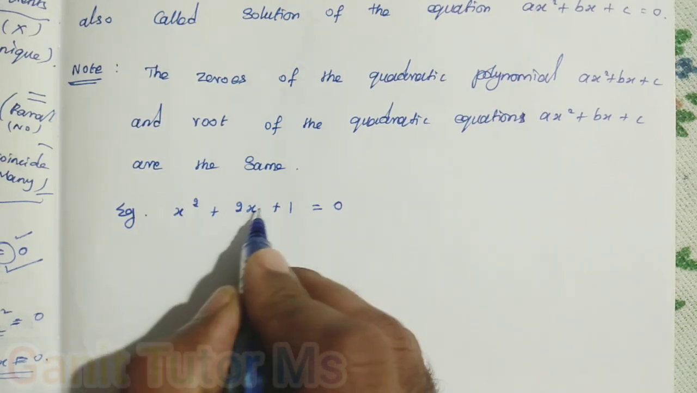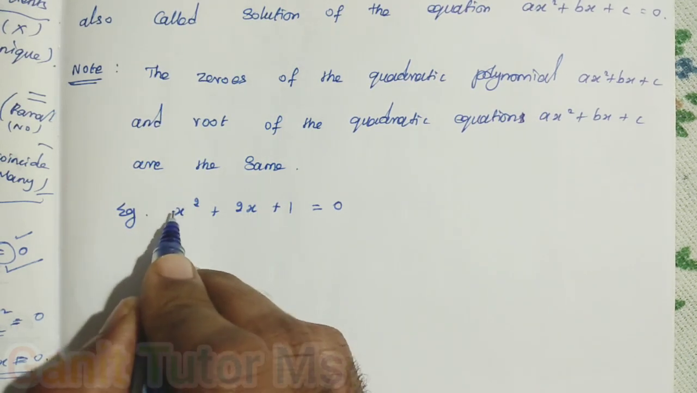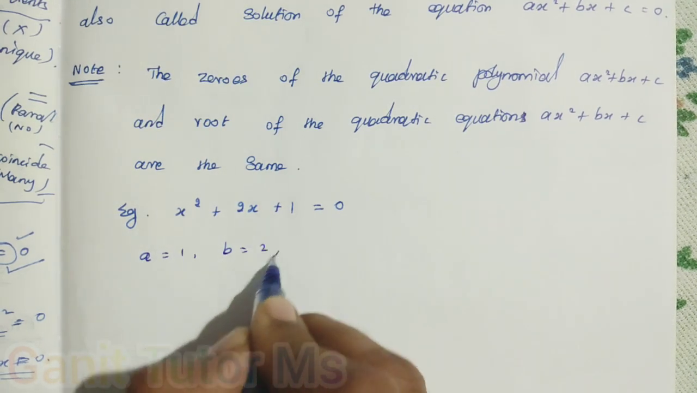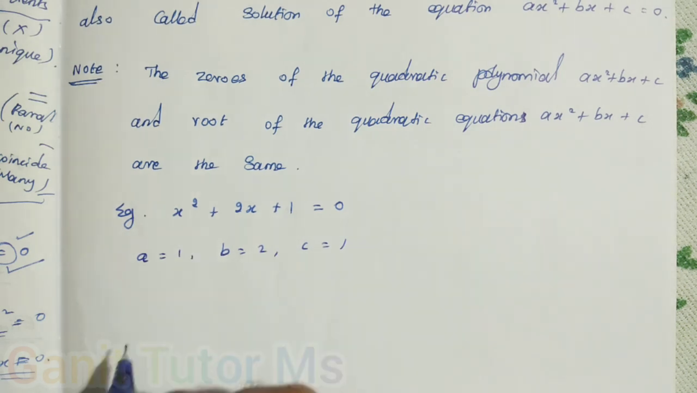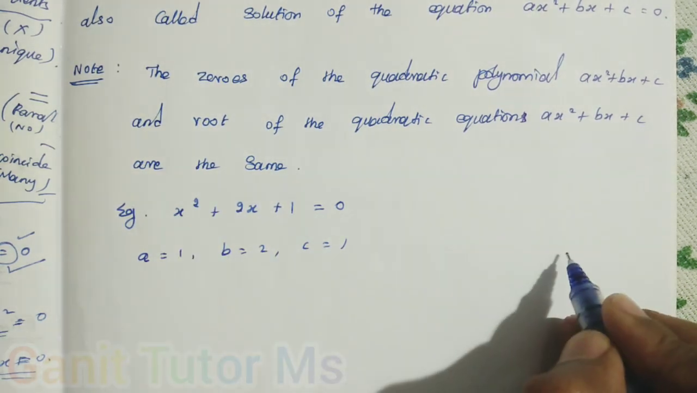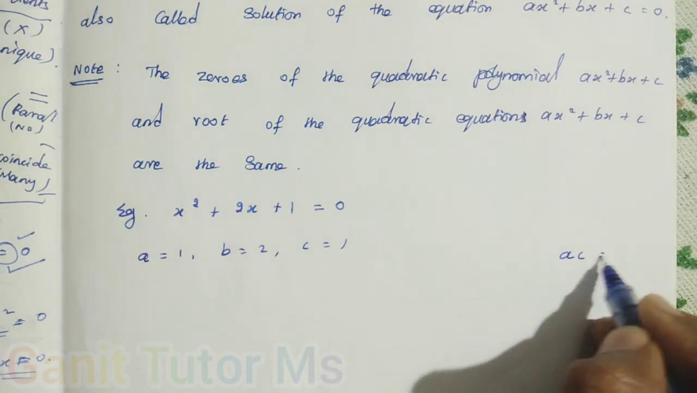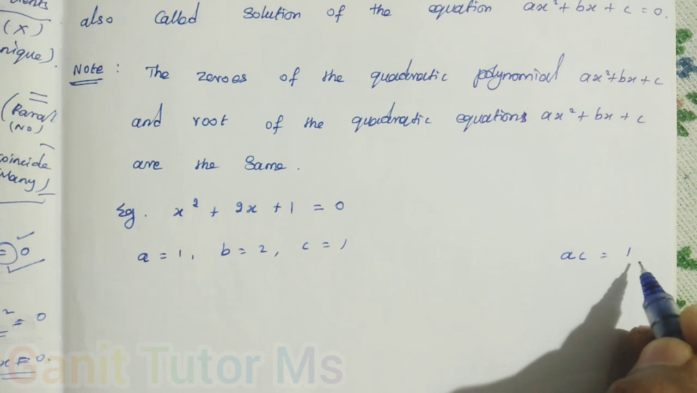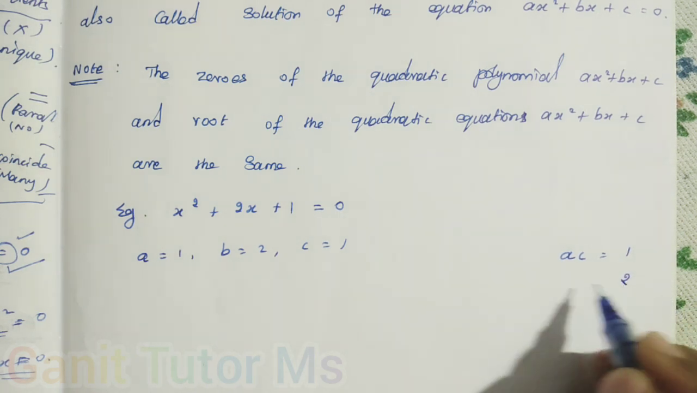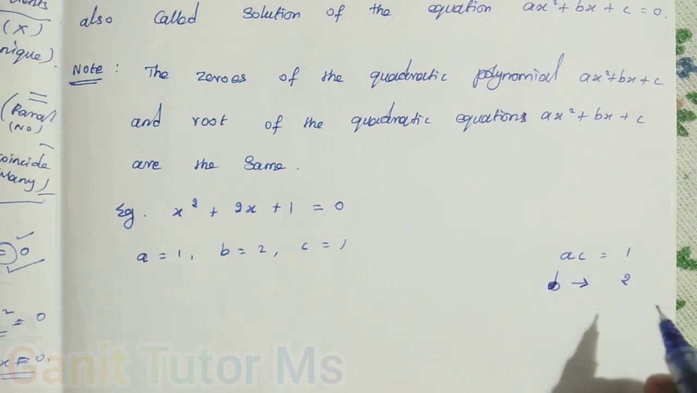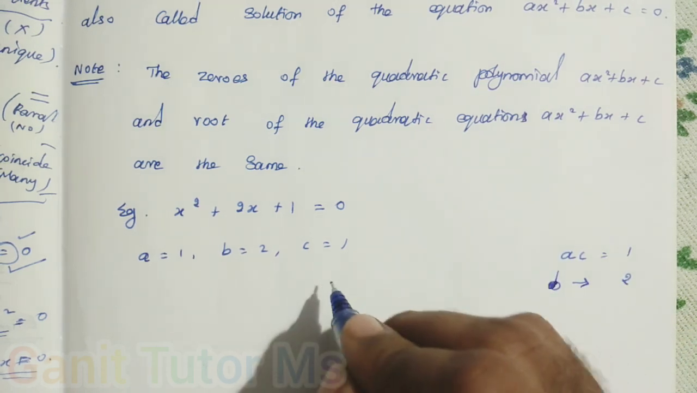Now, it's a quadratic equation, right? So we can write the a value 1, b value 2, c value 1. So we multiply a into c, that is 1 into 1, 1, and then the b value alone, that is 2. So how will we find the factors?